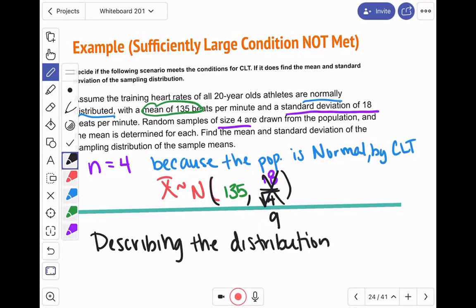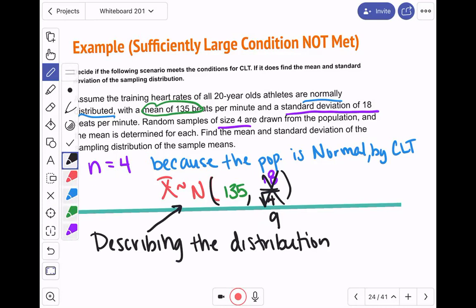Some of y'all may be like, well, is that it? This is it. If I tell you to describe this distribution, I want you to tell me that it's normal, and give me its mean and the standard deviation. I want you to tell me that it's approximately normal with the mean and the standard deviation. All right. So that's the first thing.